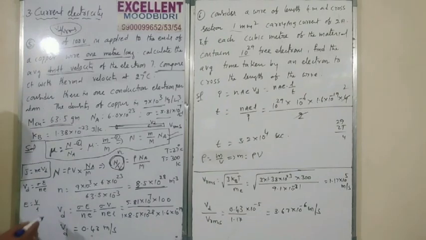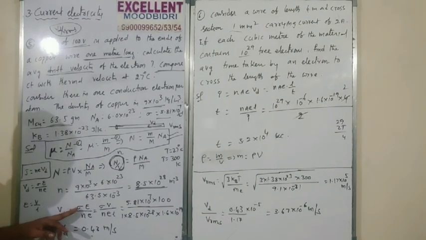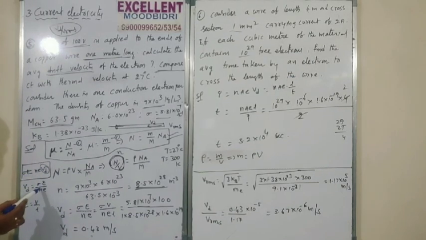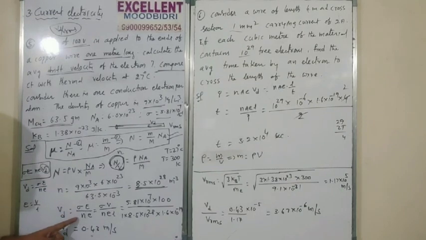Then the drift velocity. What is the drift velocity formula? Vd is equal to sigma E divided by n into e. How did you get this formula? You know already: J is equal to n e Vd, and J is equal to sigma into E. Therefore, I want Vd. Vd is equal to sigma E by n e. So that is what I have written here.